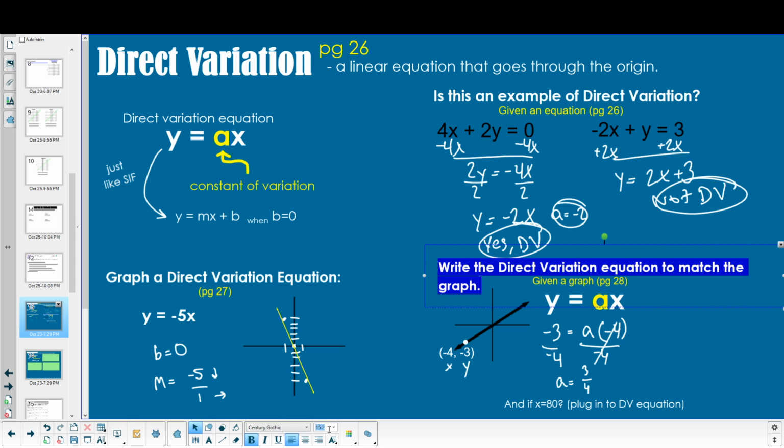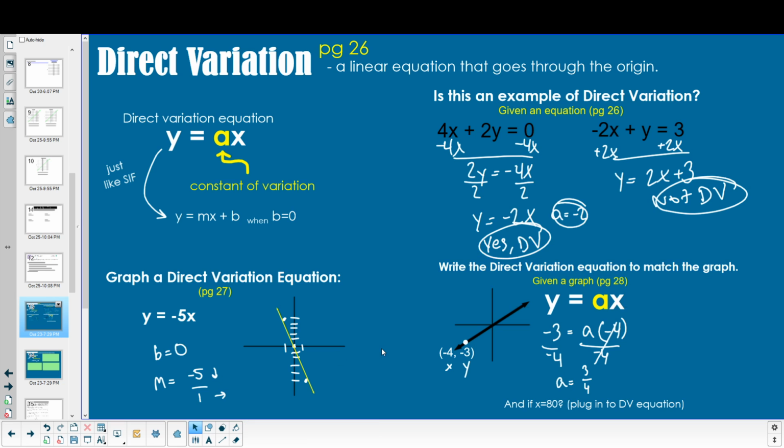All right, let's make that smaller. There you go. So that's really, I think, what the directions were on this problem. Now we can go ahead and plug this 3/4 in for a. We're going to do y equals 3/4 x. That is our direct variation equation for this graph. Okay, so basically, just as I keep saying, write an equation in slope-intercept form. More or less is what we're trying to do.